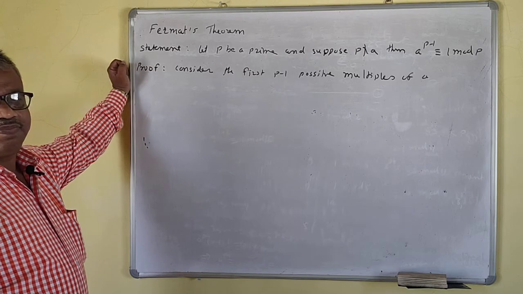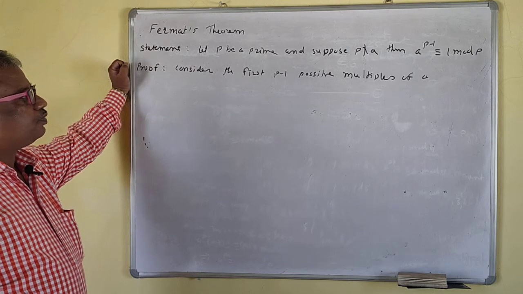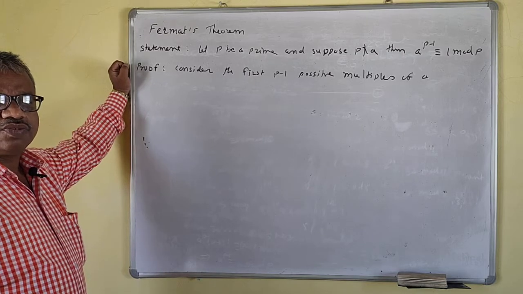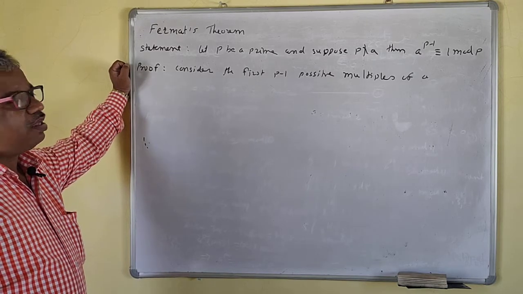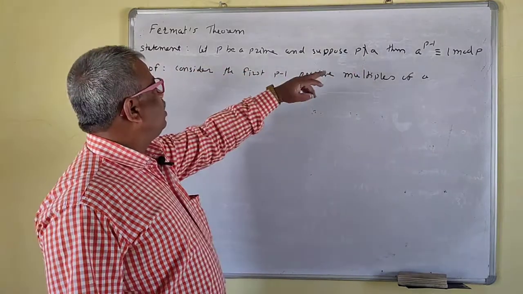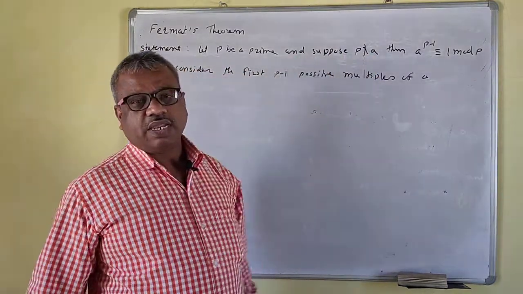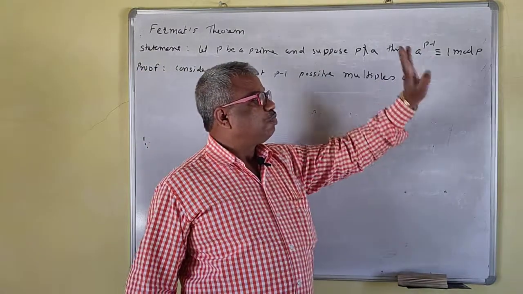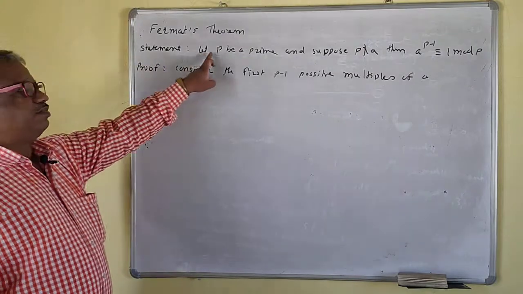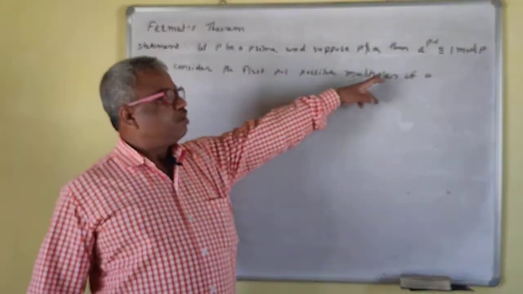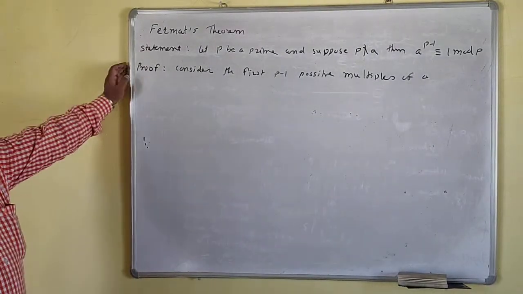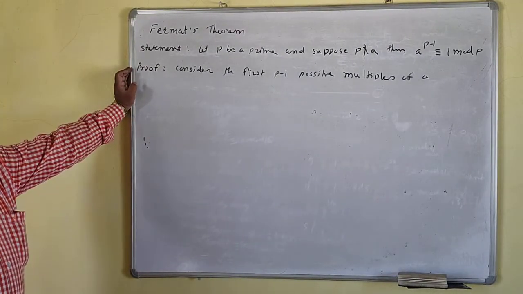Let p be a prime. So p is a prime integer. We are familiar with primes. Its divisors are only plus or minus 1 and plus or minus p. Then we take an integer a such that p does not divide a. Then a raised to p minus 1 is congruent to 1 mod p. So this is Fermat's theorem. If p is prime and p does not divide a, then a raised to p minus 1 is congruent to 1 mod p. Now the proof.